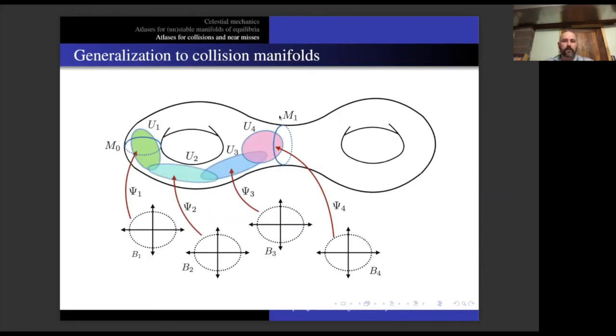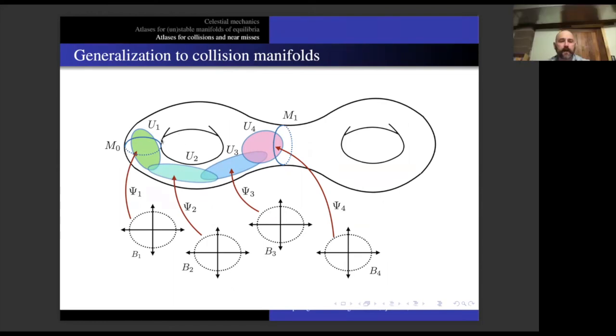So for collision manifolds, we had this schematic picture. Yes, sorry, I think I have 3 more slides, maybe 2 more slides.